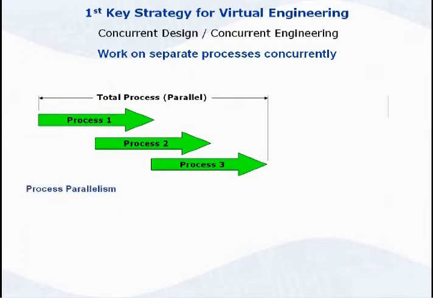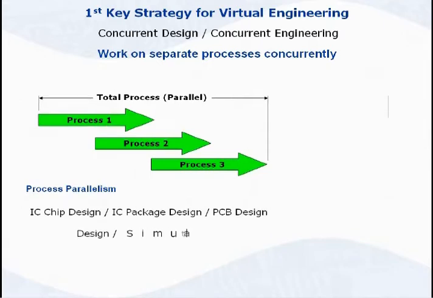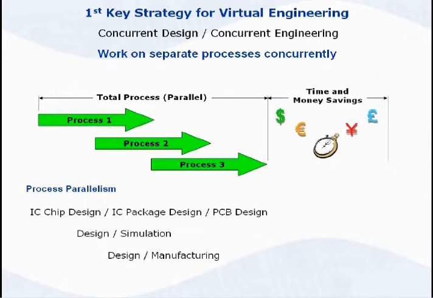Process parallelism has the potential to be achieved in various areas in the semiconductor industry. For example, between IC chip design, IC package design, and PCB design. Between various types of design and simulation. Between design and manufacturing. As a result of creating concurrent processes, companies can immediately start realizing time and money savings, and this provides the first step towards building an efficient virtual engineering strategy.